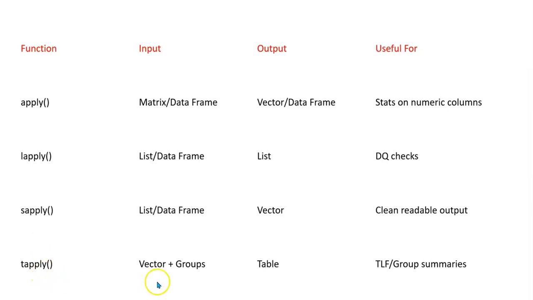For tapply, we provide a vector, not a list or data frame, plus the grouping variable on which you want to apply the function. We get the result in a tabular form. This is very useful for TLF group summaries. Now let's jump to RStudio to see how all these functions really work on real data.